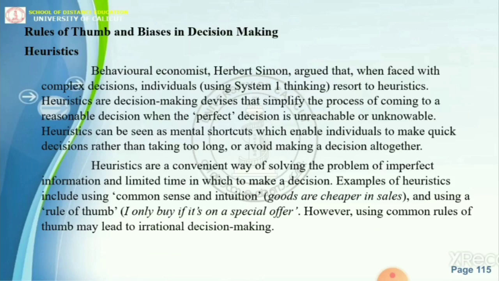Okay. So heuristics can be seen as mental shortcuts which enable individuals to make quick decisions rather than taking too long or avoiding making a decision altogether. So heuristics are a convenient way of solving the problems of imperfect information and limited time in which to make a decision. Examples of heuristics include using common sense and intuition, because goods are cheaper in sales, and using a rule of thumb, which means I only buy if it's on a special offer, right? However, using common rules of thumb may lead to irrational decision making.